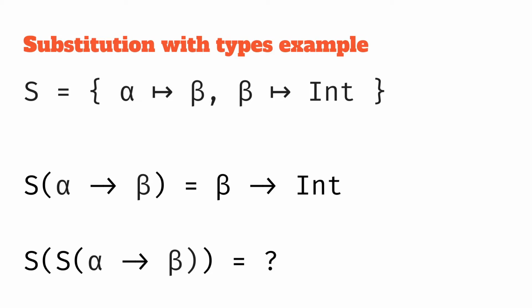If we applied the substitution again, yeah, we'd get int goes to int, because we're effectively applying that substitution on beta goes to int. And the only thing there to get mapped is that type variable beta, which gets mapped to int. We get int goes to int. Hopefully that's been a good introduction on how we use substitutions on these types.